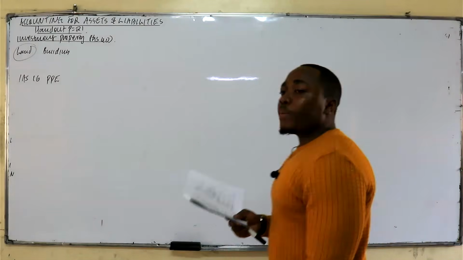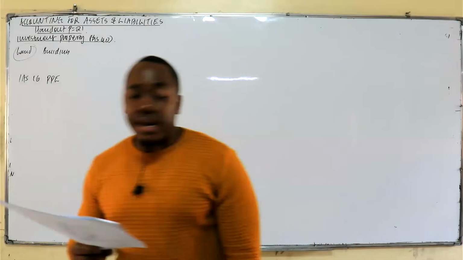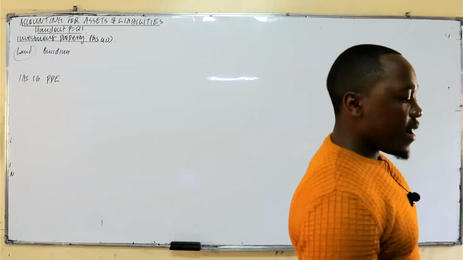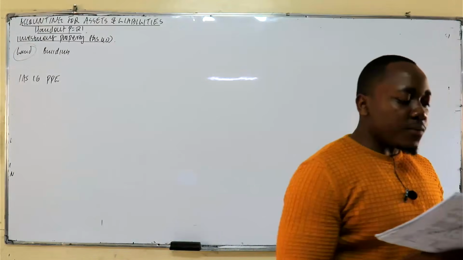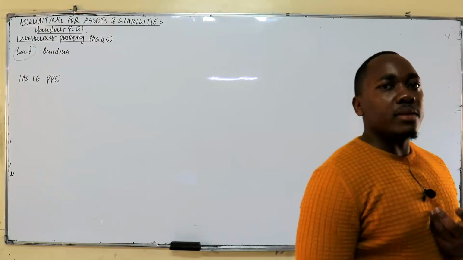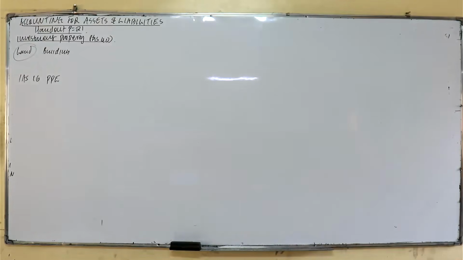What are some of the properties which are not considered as an investment property? One, land held for the ordinary use by the entity. Ordinary use means what? Ordinary use in day-to-day operating activities. Then number two, building held for use rather than capital appreciation or to earn rentals, as well as asset held for normal use. That means any asset held for day-to-day operating activities does not fall under investment property.